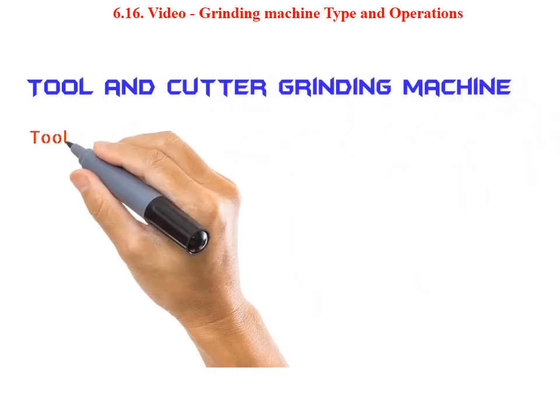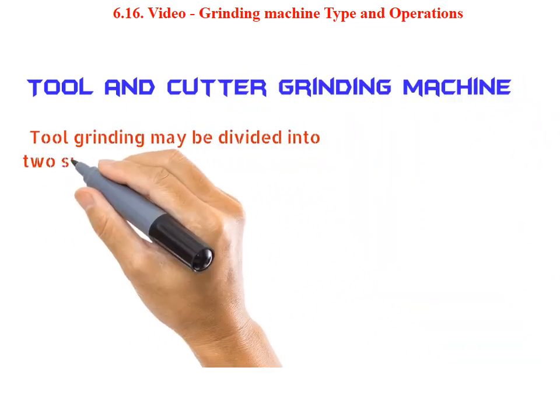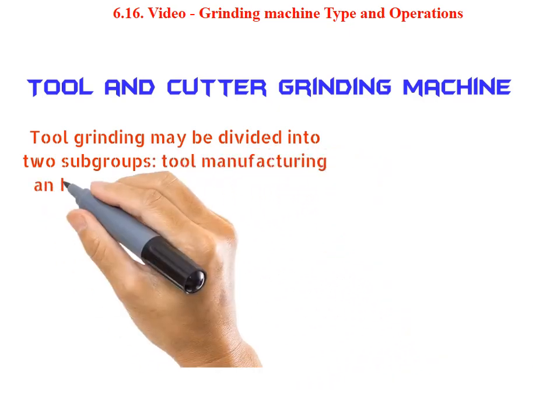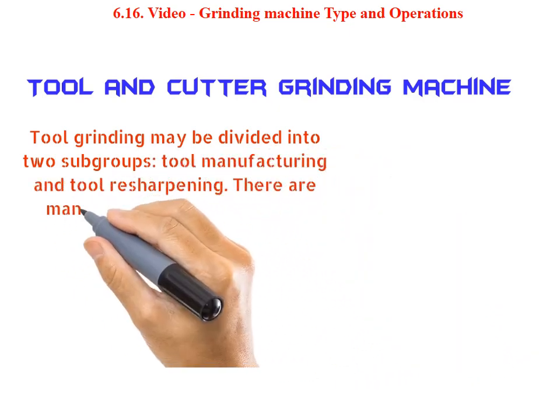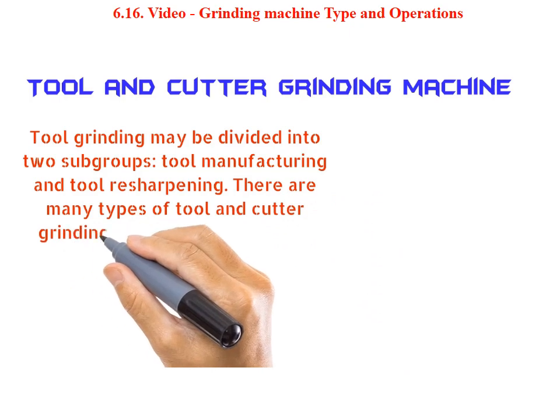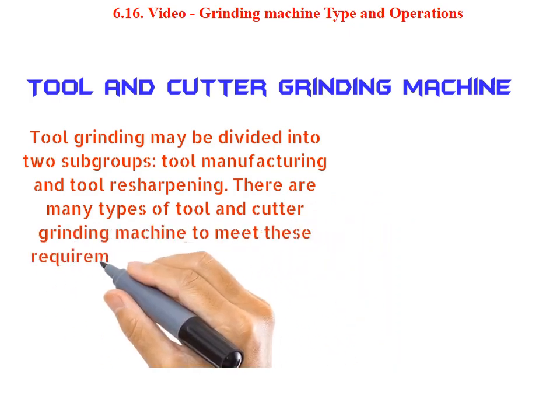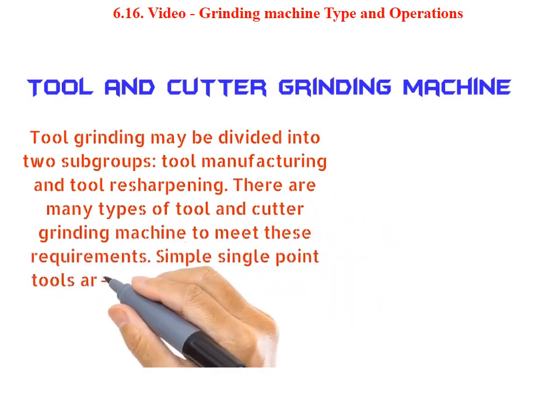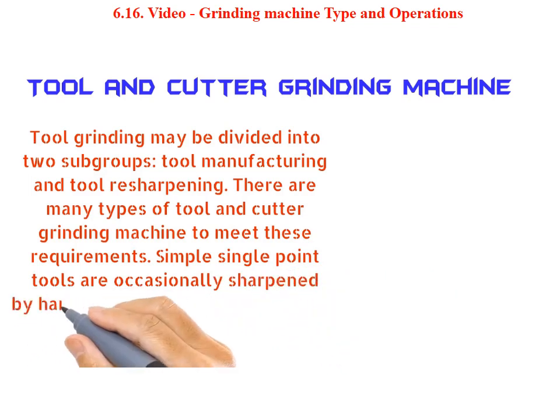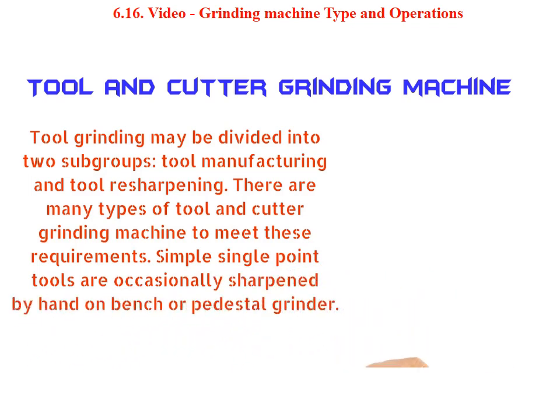Tool and cutter grinding machine. Tool grinding may be divided into two subgroups, tool manufacturing and tool resharpening. There are many types of tool and cutter grinding machine to meet these requirements. Simple single point tools are occasionally sharpened by hand on a bench or pedestal grinder.